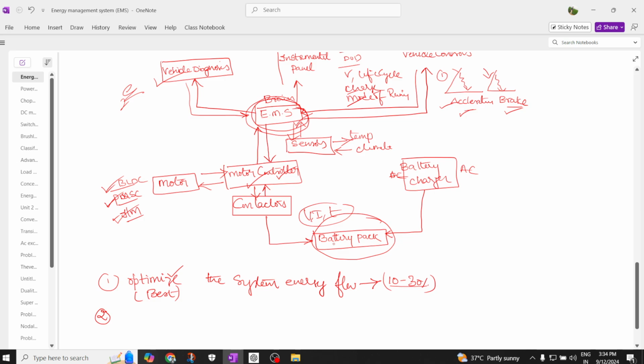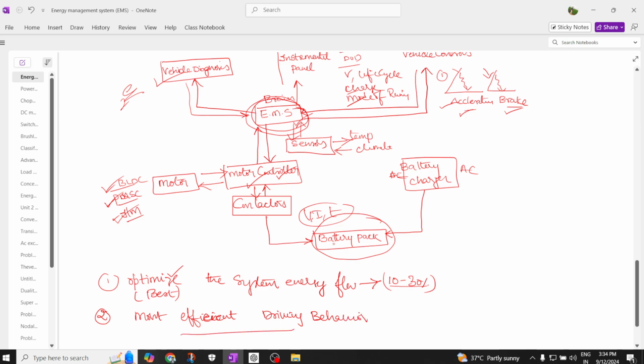Coming to the second purpose, the energy management system suggests the most efficient driving behavior. Sir, what is the meaning of this most efficient driving behavior?